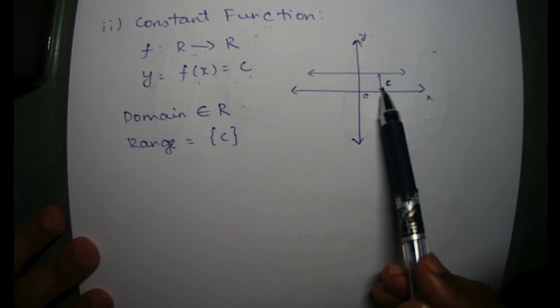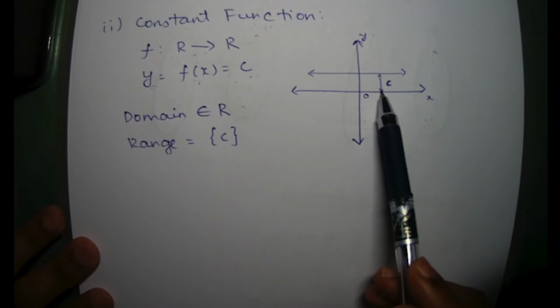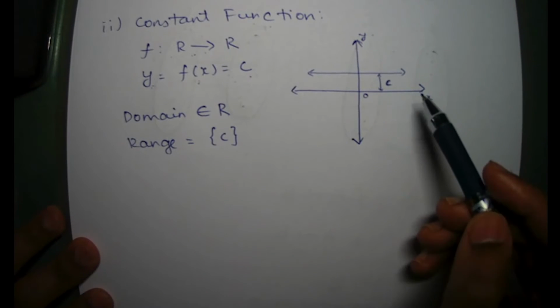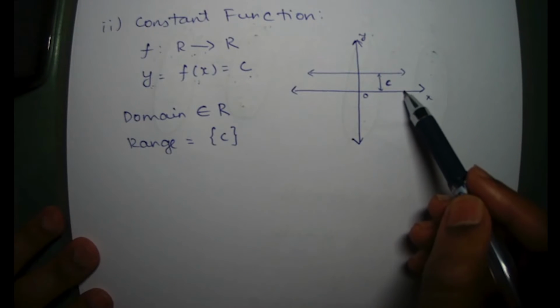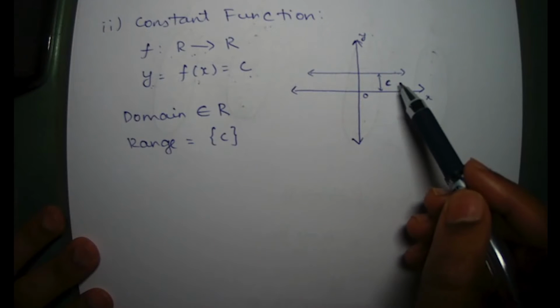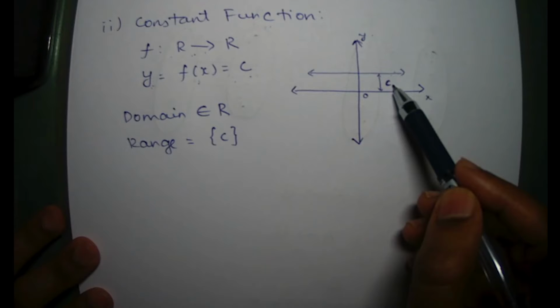If we take a look at the graph, we see that the graph is a line parallel to the x-axis at a distance of c. So if the value of c is 2, then the line will be 2 units above the x-axis. If the value of c is 3, the line will be 3 units above the x-axis. This is what the graph tells us.